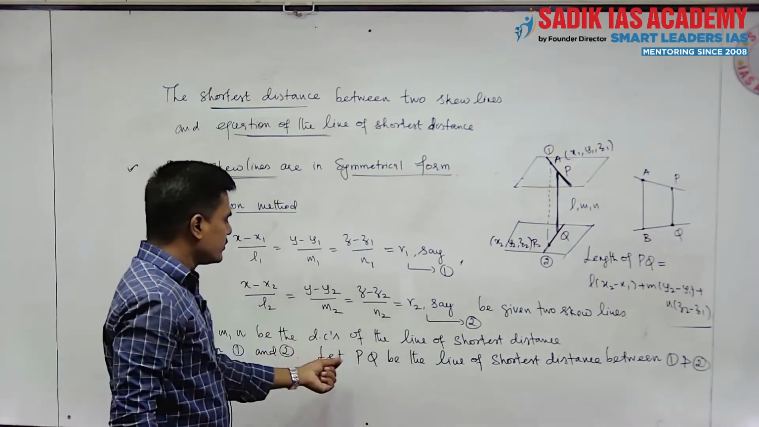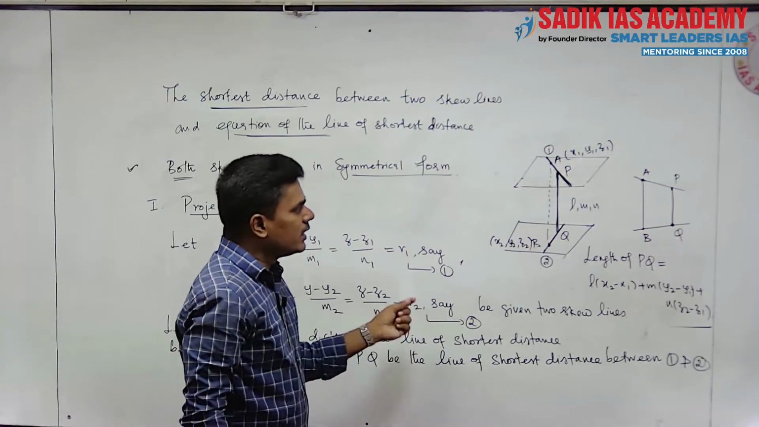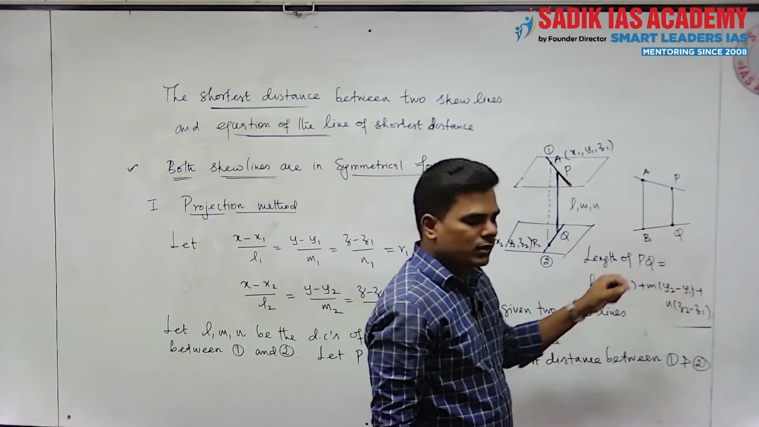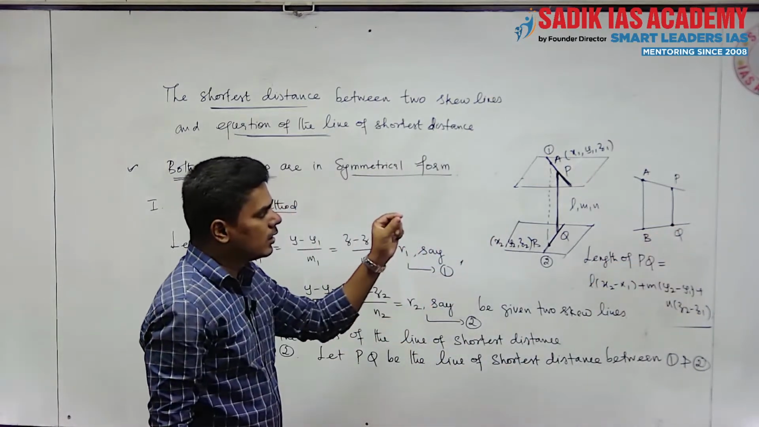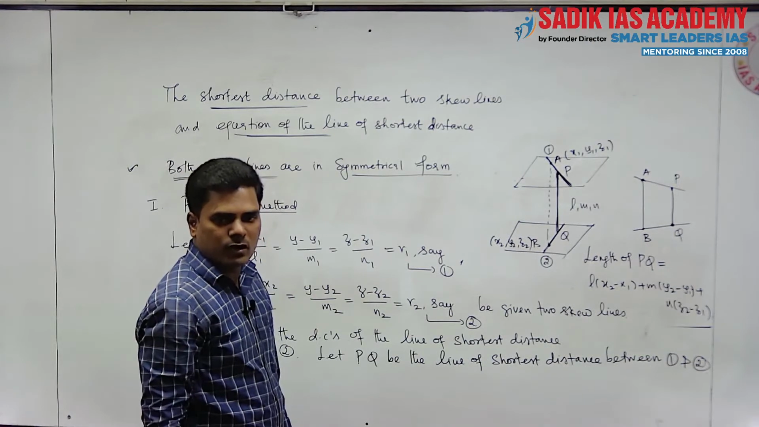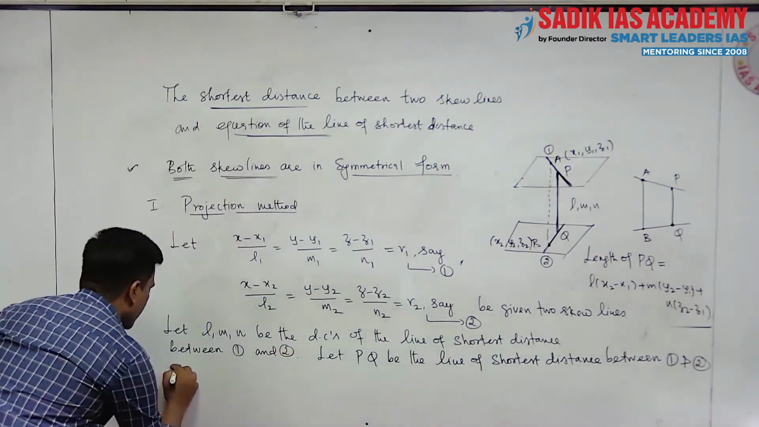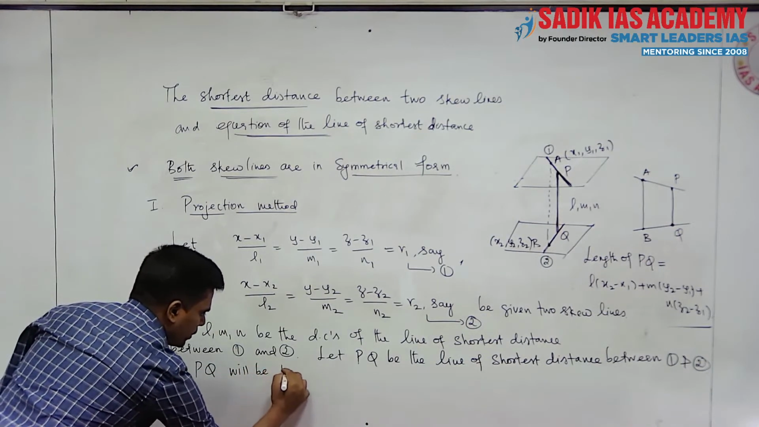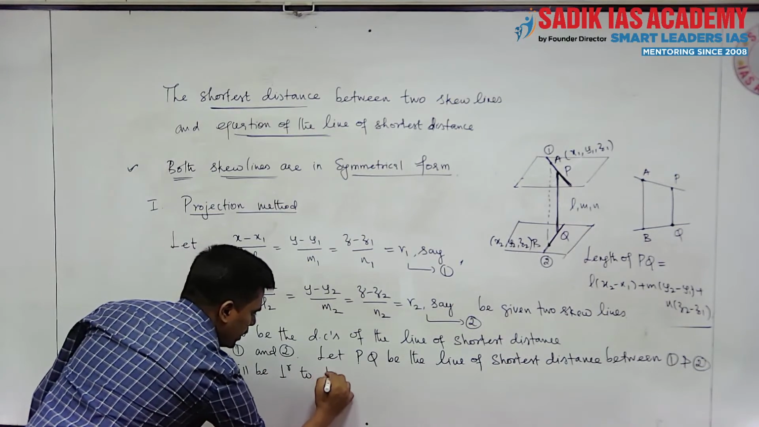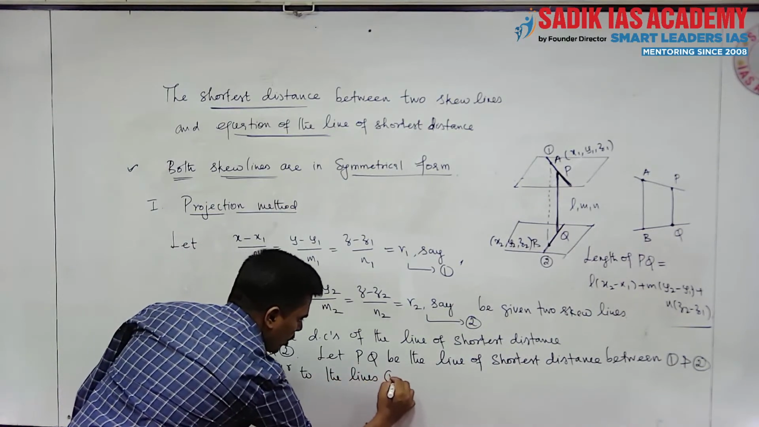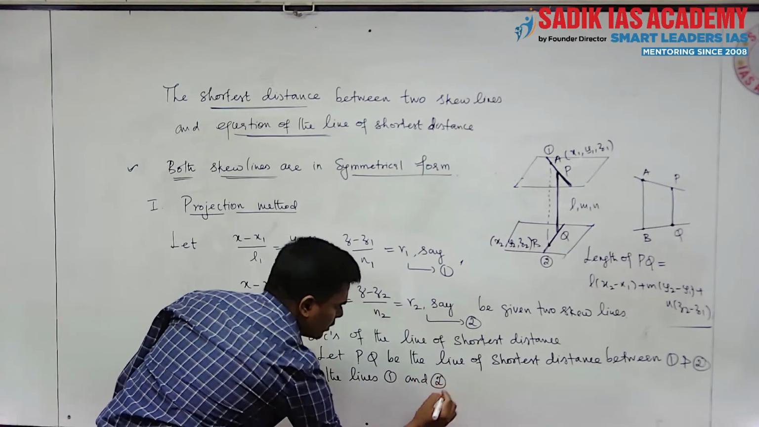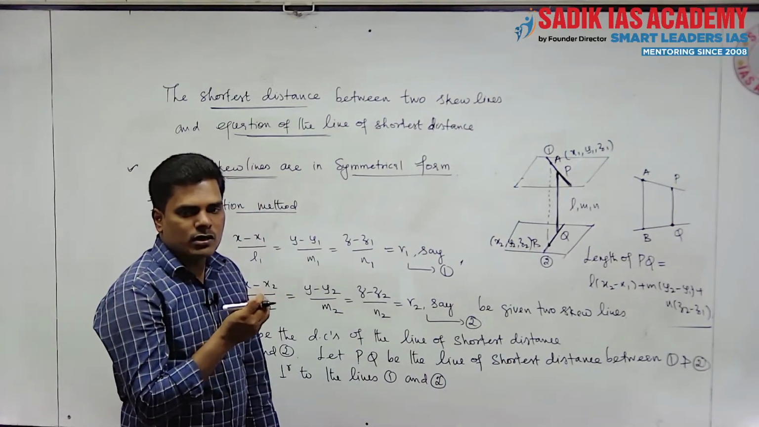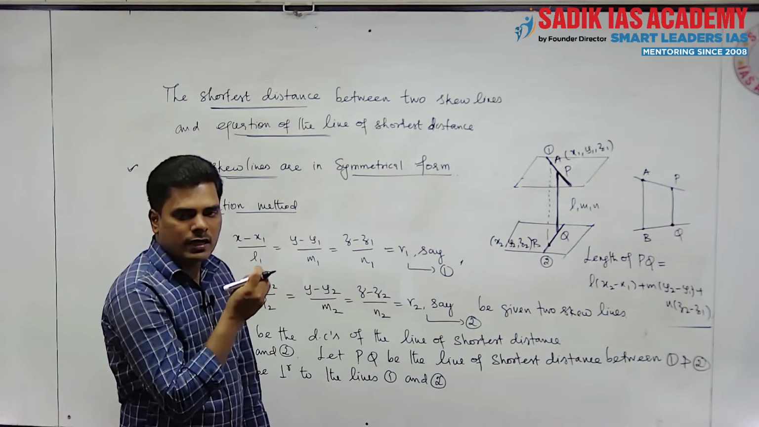See here, when this is the line of shortest distance, then this line is going to be perpendicular to both the skew lines. So PQ is going to be perpendicular to both these skew lines 1 and 2. Therefore, PQ will be perpendicular to the lines 1 and 2. Since PQ is the line of shortest distance between the two skew lines, PQ is perpendicular to line 1 and line 2.